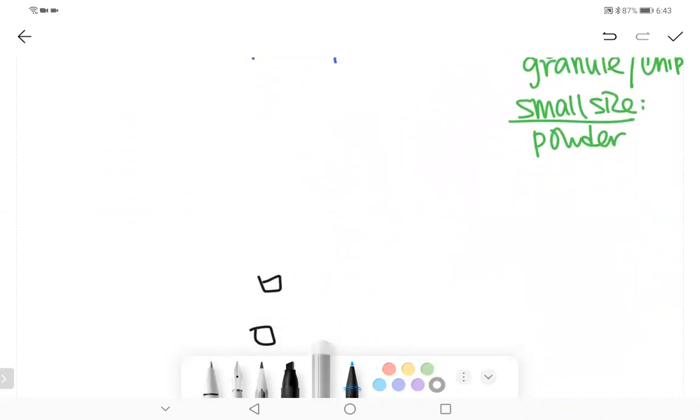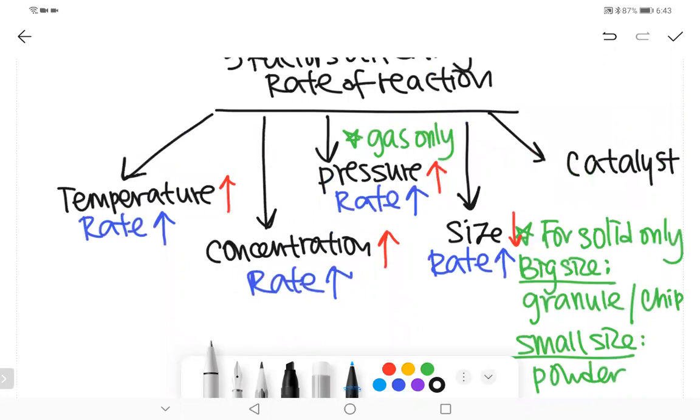Okay guys, can you type in the chat box and let me know? Do you know what is catalyst?